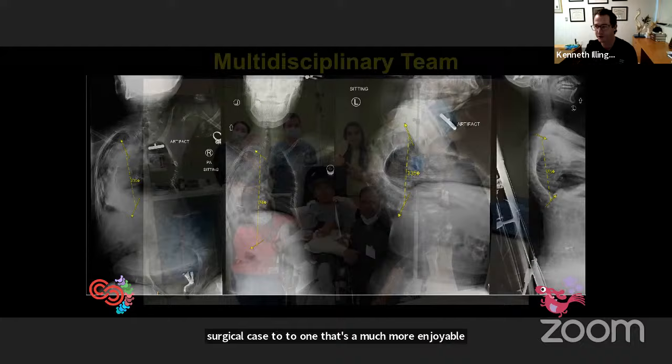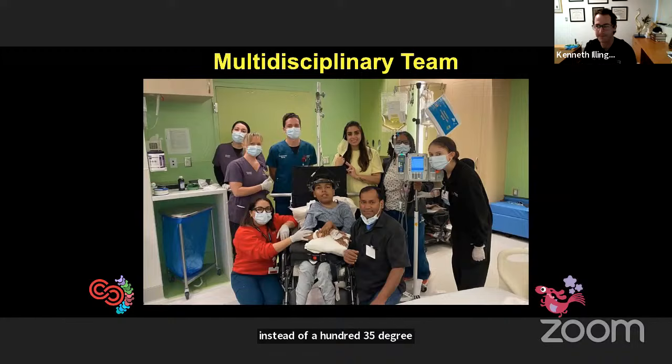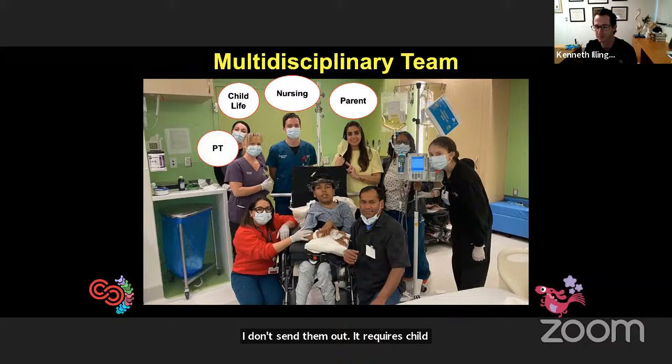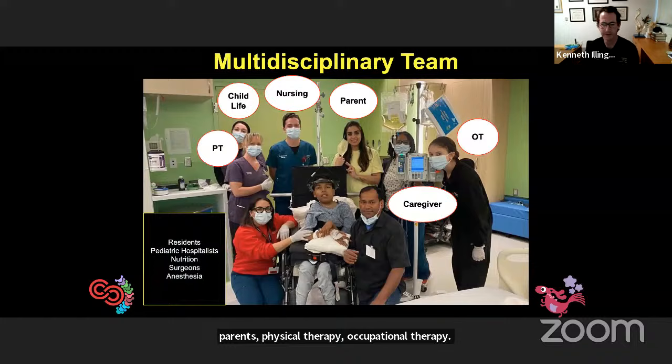But these kids really need a multidisciplinary team. This is why these kids in my hands are always inpatients. I don't send them out. It requires child life, nursing, a very dedicated family and care support system, such as parents, physical therapy, occupational therapy. This particular kid had a full-time caregiver, and one not pictured here: residents, hospitalists, nutritionists, surgeons, anesthesiologists, GI doctors, and other consulting services that are often needed for these very complex kids.